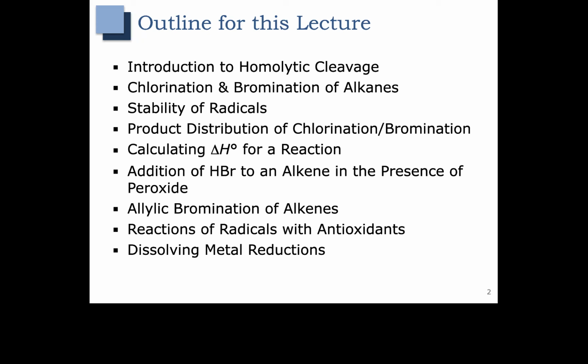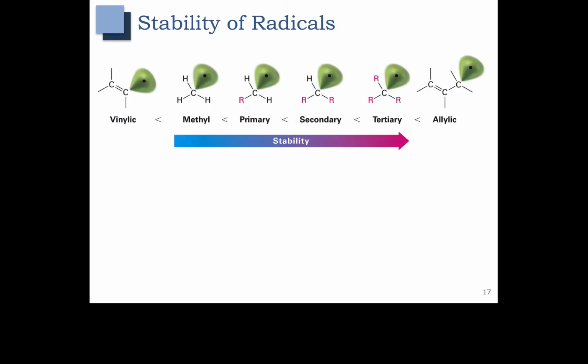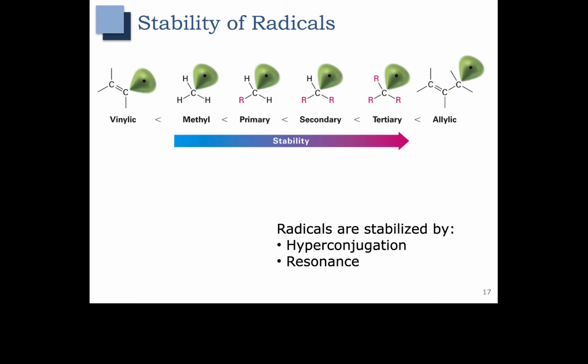In this video, we're going to talk about the stability of radicals. Here we see a couple of things. First, we see that radicals tend to follow the same trend as carbocations. Tertiary radicals are more stable than secondary radicals, which are more stable than primary radicals, which are more stable than methyl radicals. Thus, we see that similar to carbocations, radicals are stabilized by two things, hyperconjugation and resonance.